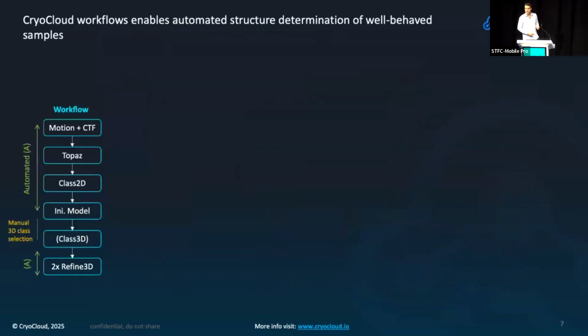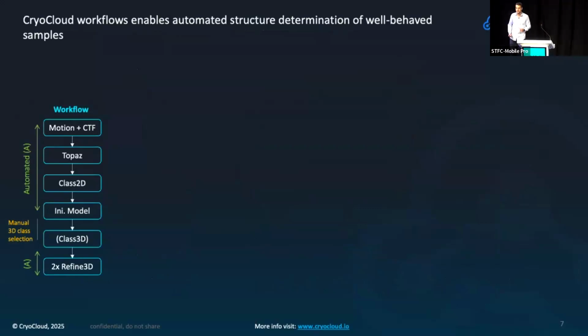But this is just one benchmark. Last year, we added workflows as a tool towards automation. A workflow is a sequence of jobs that you can see on the left. This workflow starts at motion correction and ends in 2 refined 3D jobs. And if you look at this part here, you can see which parts we have automated. And everything up until initial model is automated.